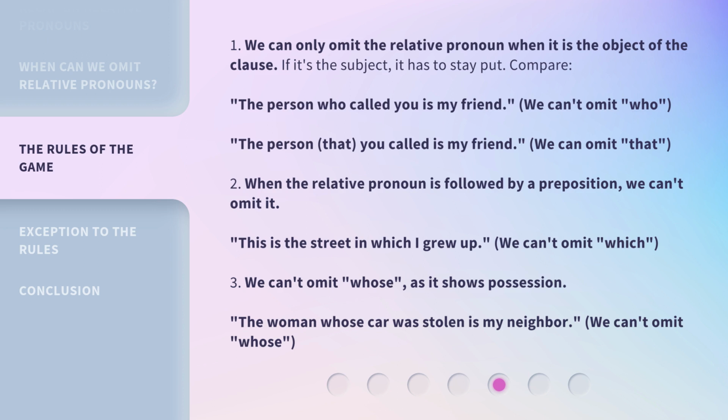2. When the relative pronoun is followed by a preposition, we can't omit it. This is the street in which I grew up. We can't omit which.